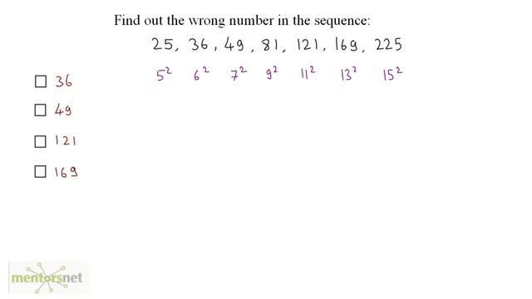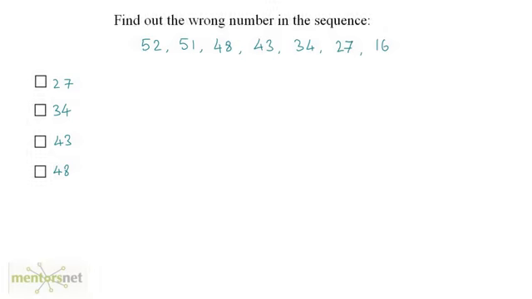Okay, now which one is the odd man out here? Well, all of these numbers 5, 7, 9, 11, 13 and 15 are odd numbers, right? So these squares are the squares of odd numbers. But this particular number 36 is the square of an even number, that is 6. Hence, it is the wrong number in the sequence, right? So the answer should be option A.